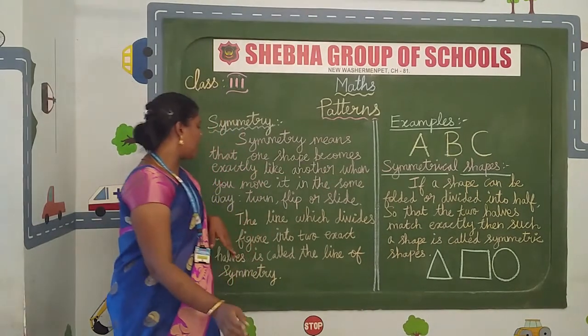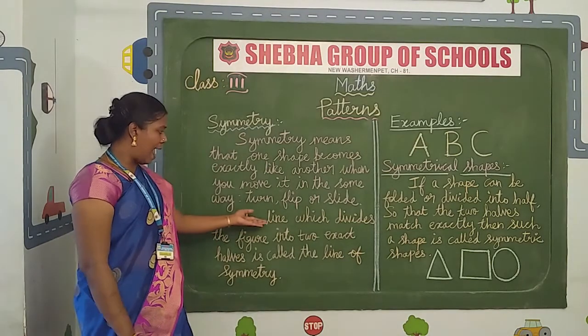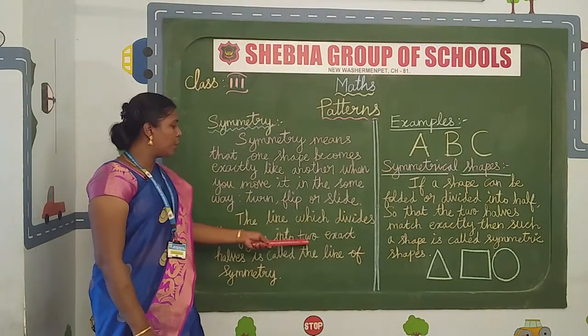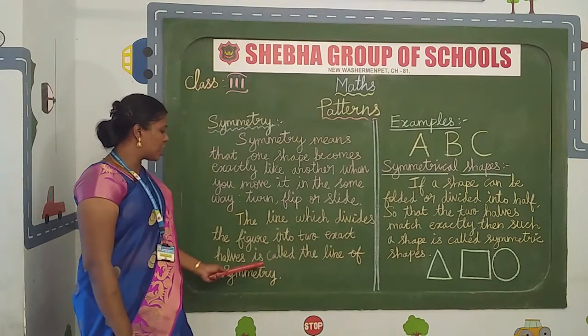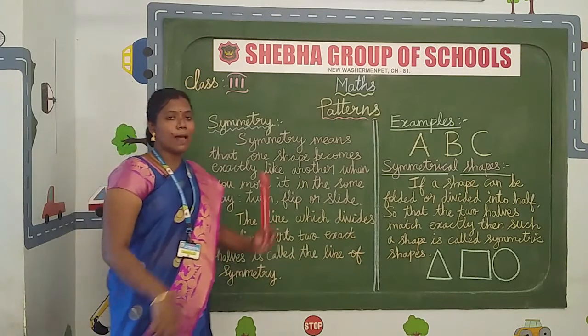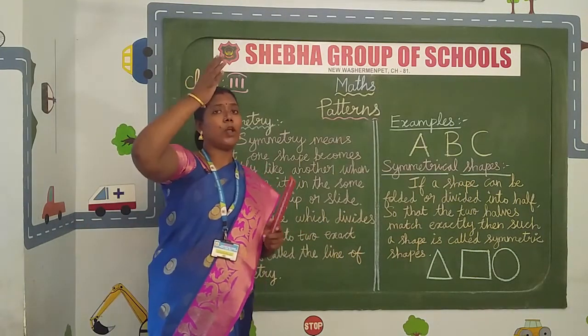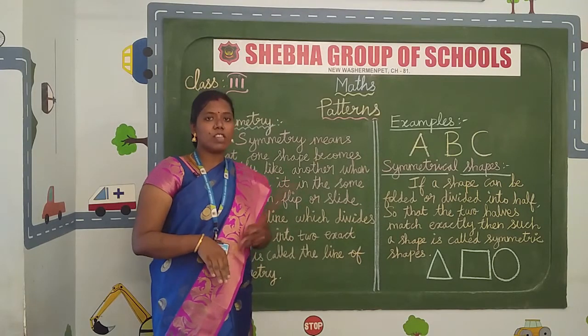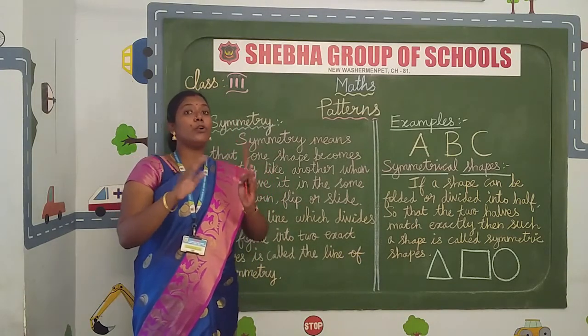And you can see another thing, the line which divides the figure into two exact halves is called the line of symmetry. If you draw some pictures, you can put a single line in the center of the figure. That is called a line of symmetry. The picture will be divided into two parts.